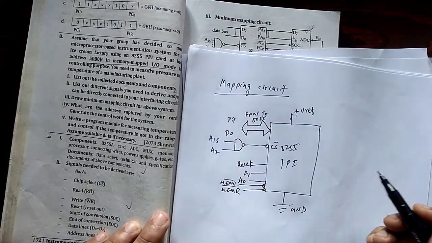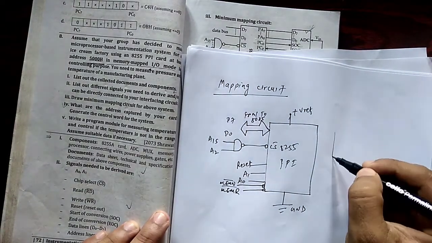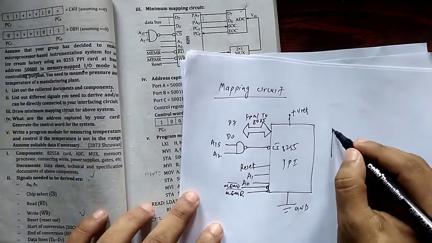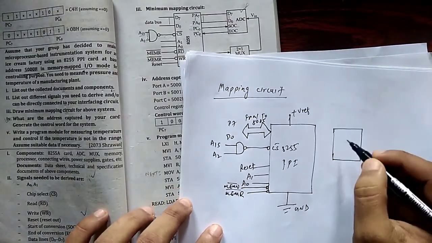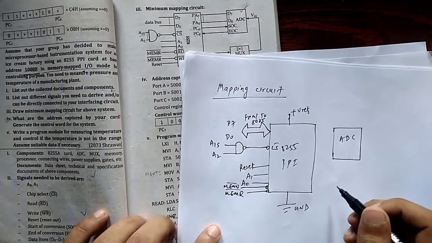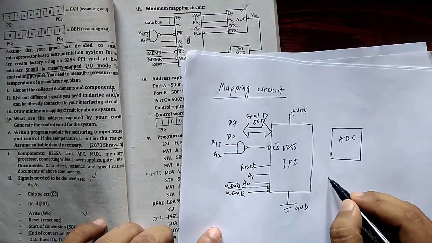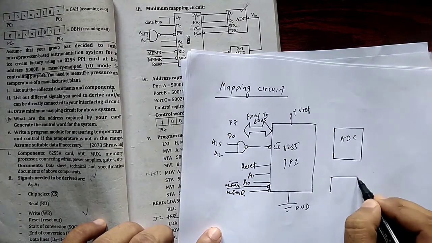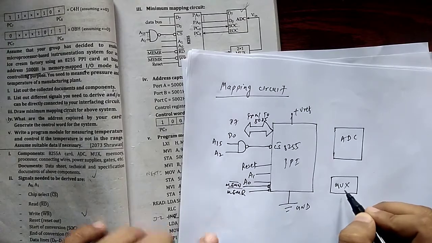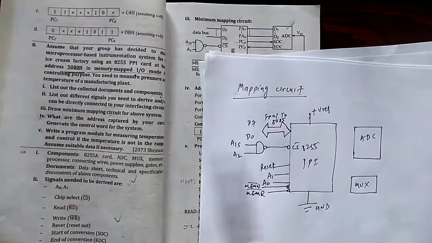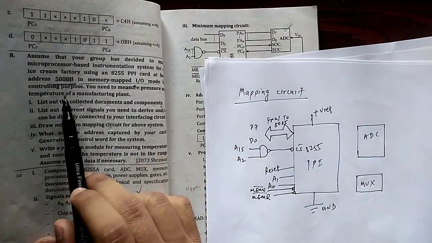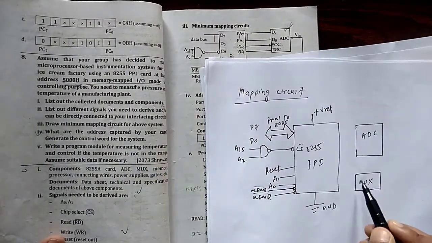On the right hand side we'll use an ADC to provide digital inputs to the 8255 PPI. So let's say ADC here, and we'll also use a multiplexer. So let's draw that too. We are using a multiplexer because we are supposed to process 2 different inputs, as you can see here, pressure and temperature.